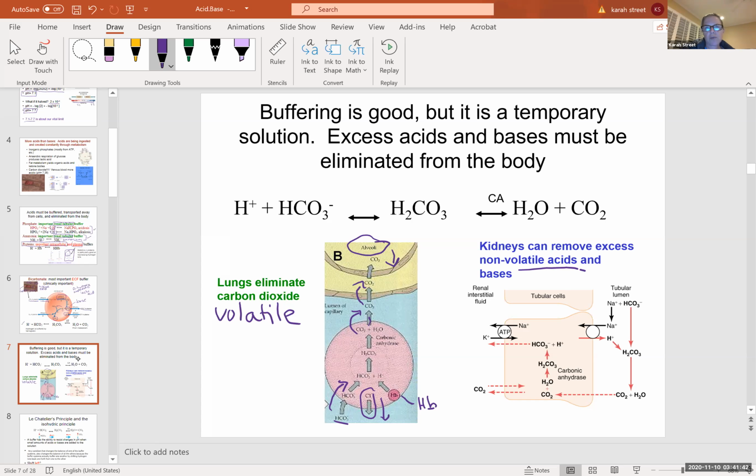How can ventilation rate and depth be changed and when? And what kind of urine do you make? We're going to focus on, are you making an acidic urine or a basic urine?